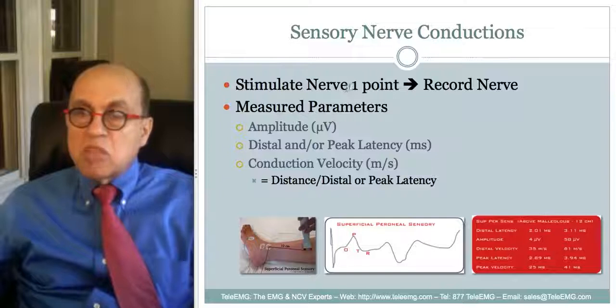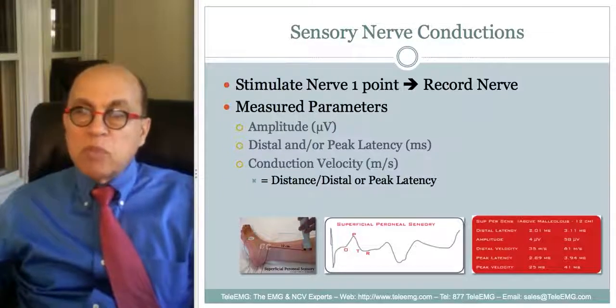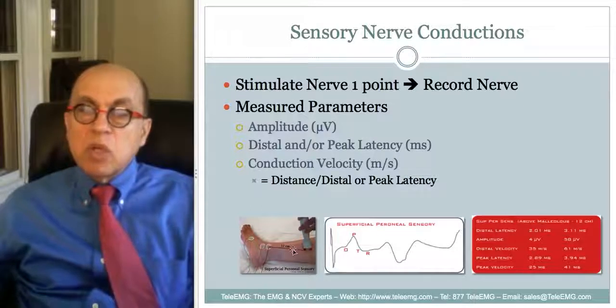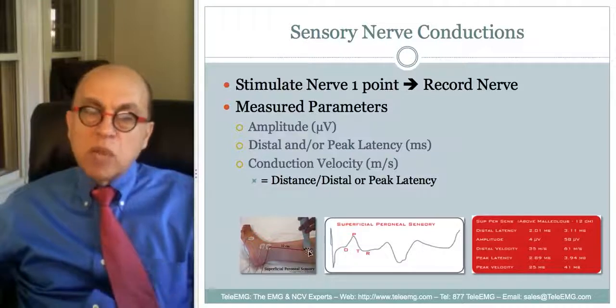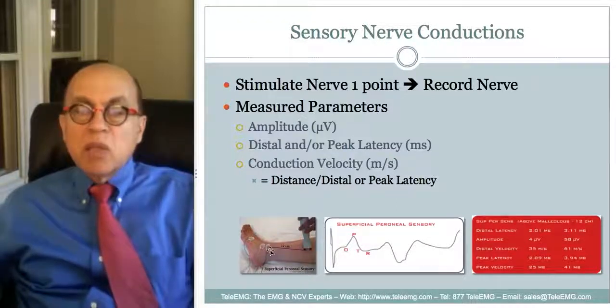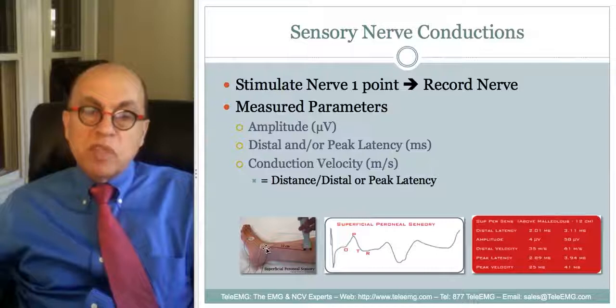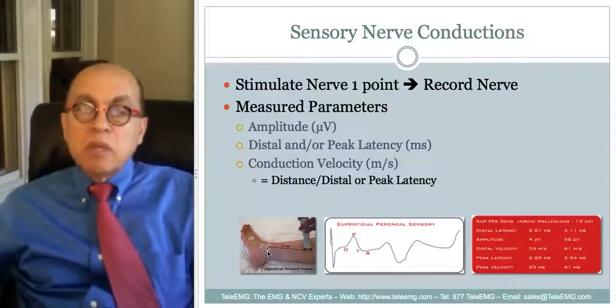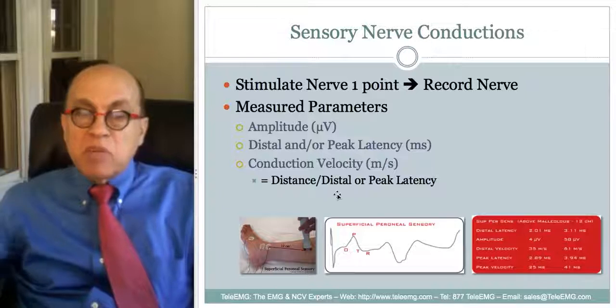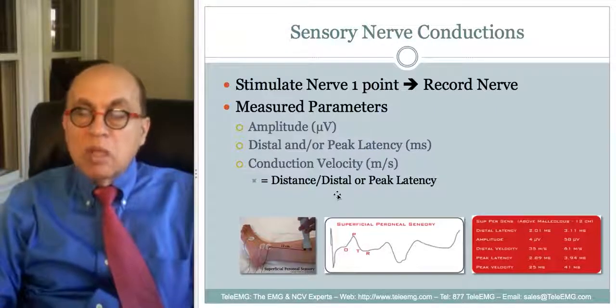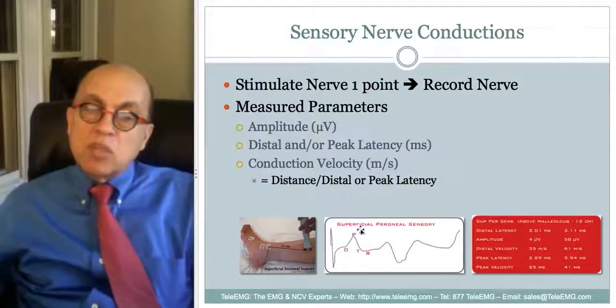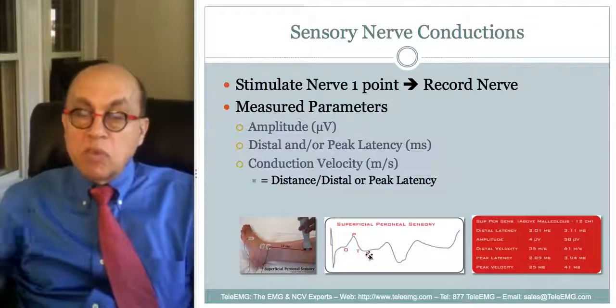Sensory nerve conductions: you stimulate the nerve at one point and record from the nerve. You also measure the amplitude, the distal or peak latency, and the conduction velocity. Here I'm showing you the superficial peroneal nerve, not easy to see, but I'll show it to you a better way in a couple of minutes. You're recording from a sensory nerve in front of the ankle bone, the anterior malleolus. So basically you measure the same parameters that we said in the upper extremity, and you can use either the onset or the peak latency or trough and return to baseline.